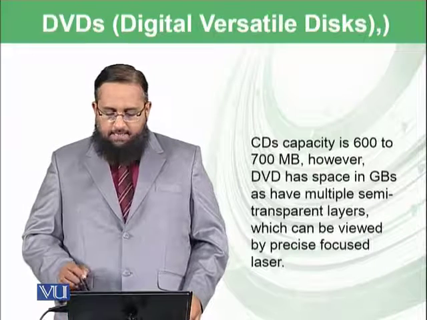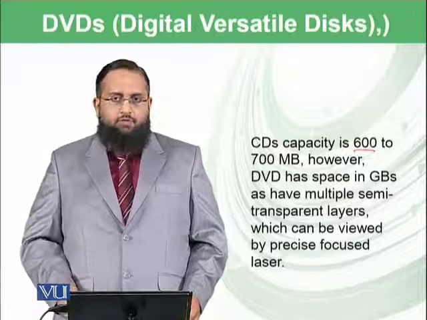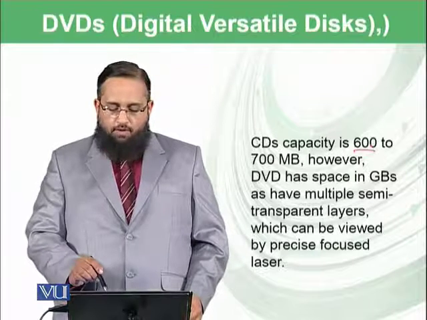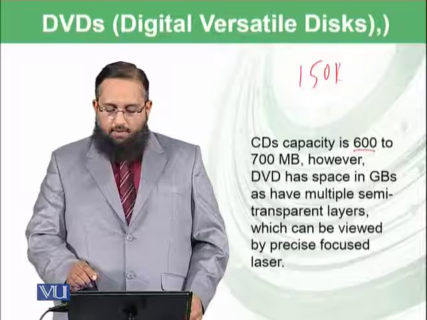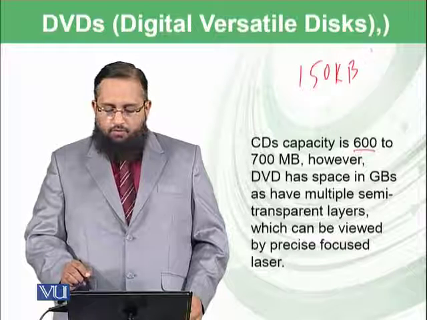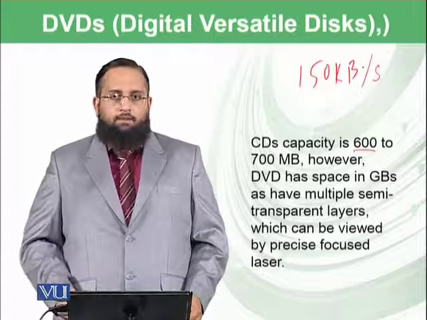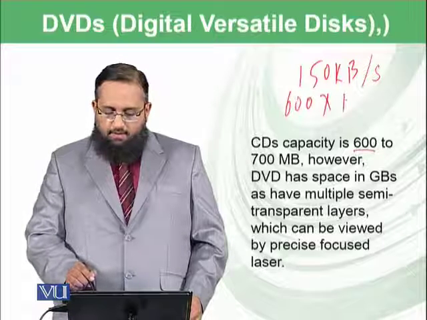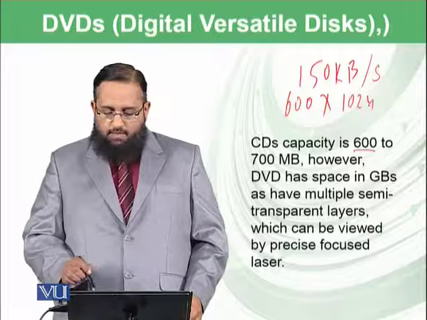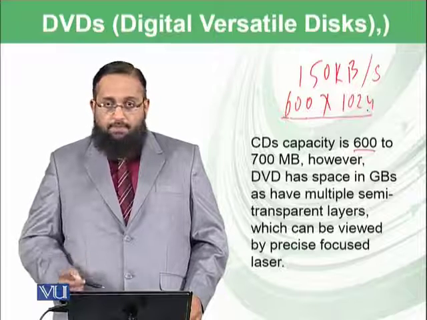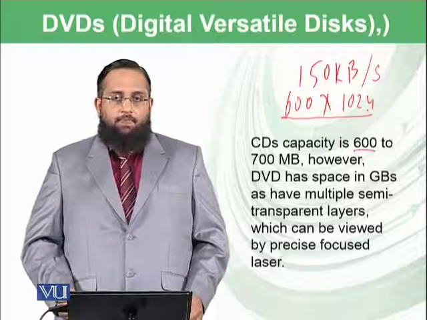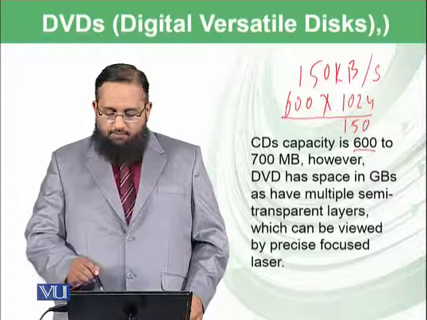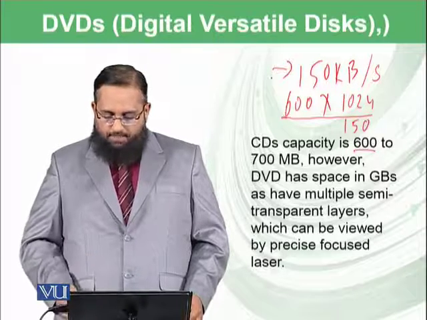CD capacity is 600 megabytes to 700 megabytes. You can now calculate that you need 150 kilobytes to store one second of data. So you can divide 600 multiplied by 1024 by 150, which is for 1 second, and you will get the number of seconds which you can store on the CD.